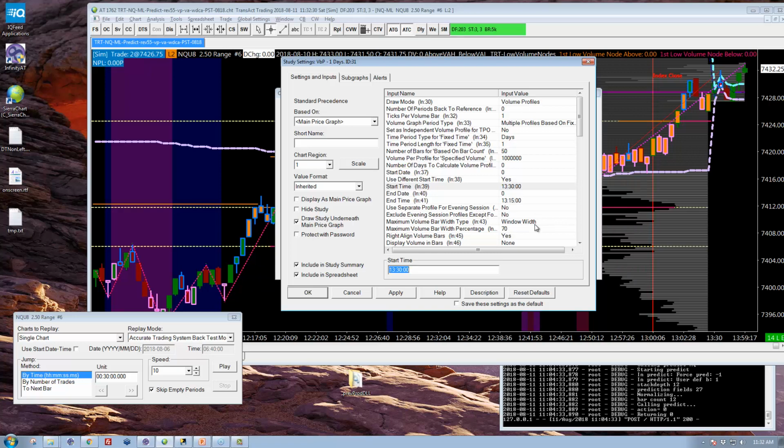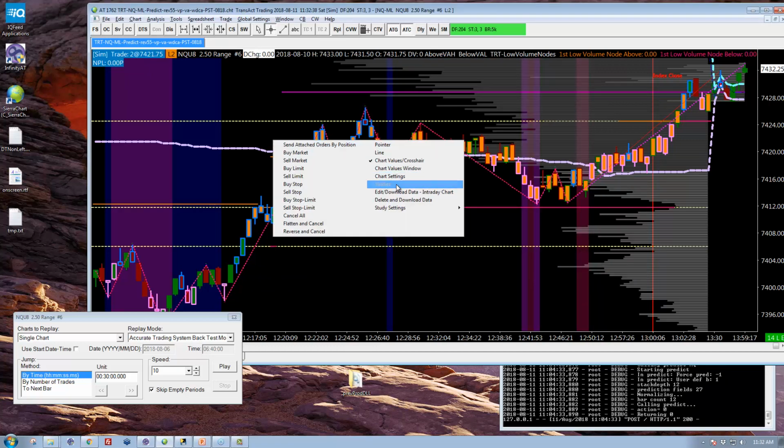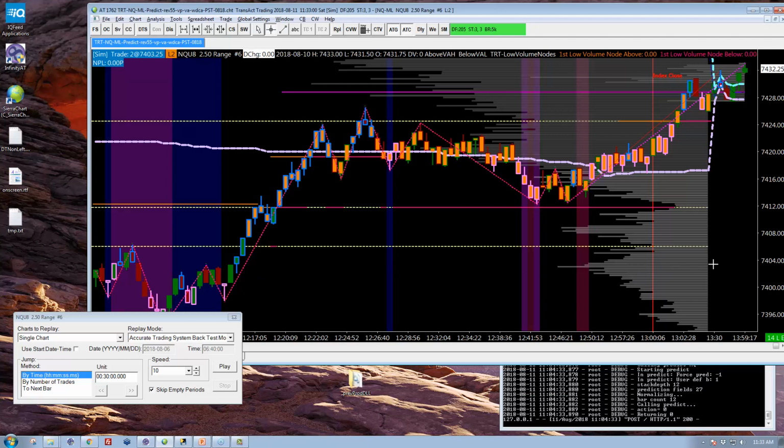All right. Anything else in here we need? But the low volume node doesn't need that. It knows when the session ends. So if we go back to here, you've got sensitivity and you've got start time. So sensitivity is how many price levels do I look at in order to find a low volume node? All right, so let's talk about that for a second. So if you look at the current volume profile that's on screen, this is this one right here. So we're going to look at this here.